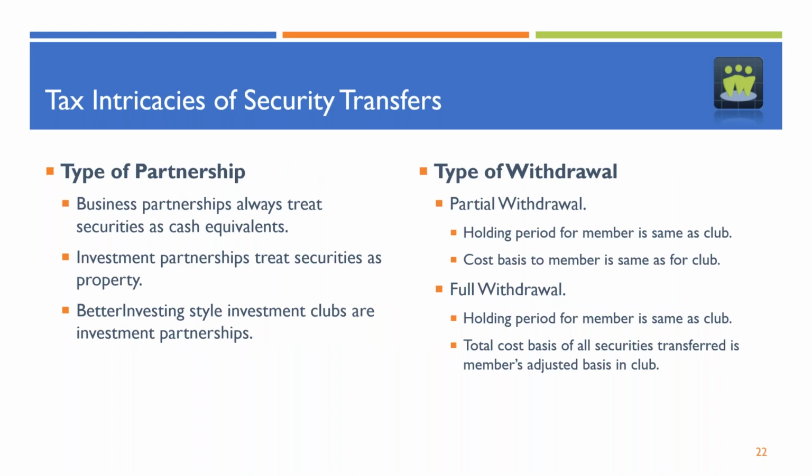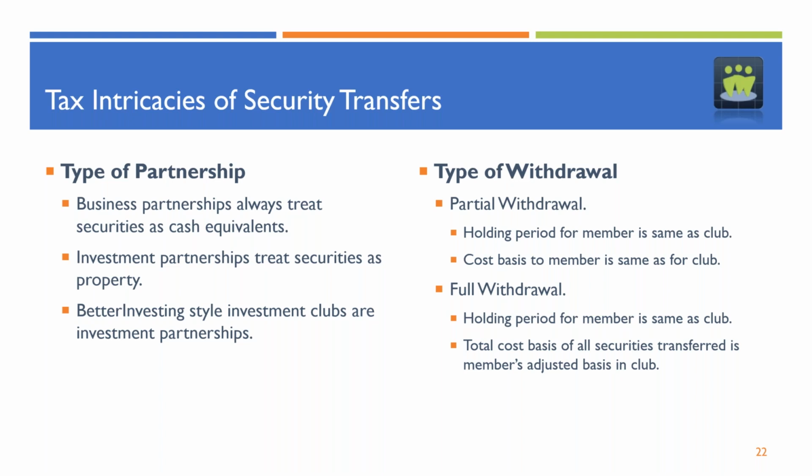Now, the first one's pretty easy, the type of partnership. If it's a business partnership, they're actually selling a product or service, they treat securities as cash equivalents. But investment partnerships treat securities as property, and you have to use the property transfer rules for determining the cost basis to the partner who is receiving the transferred securities. Now, Better Investing style investment clubs are investment partnerships, so they will be treating any securities transferred as property.